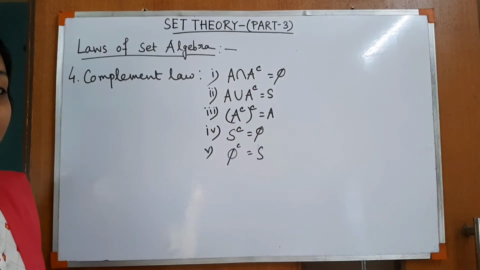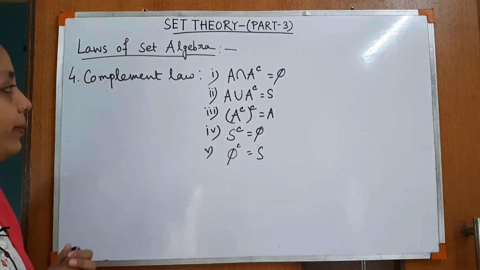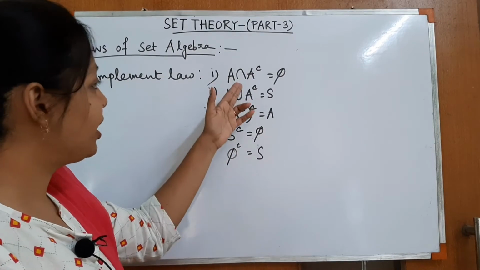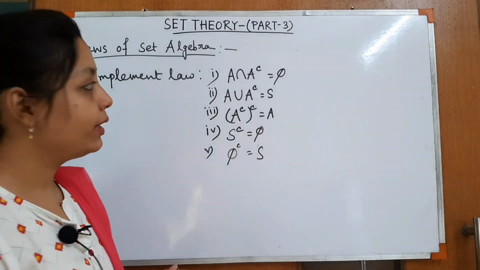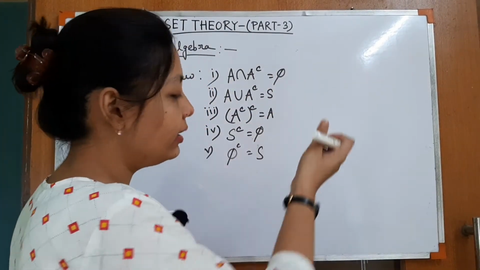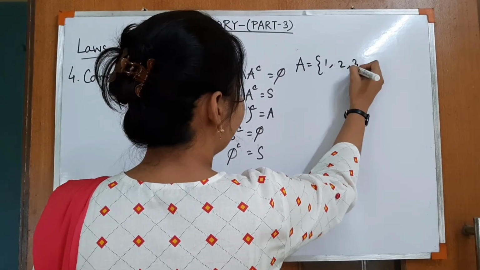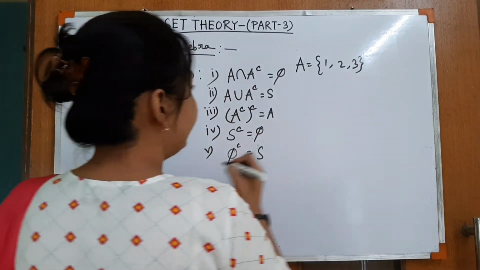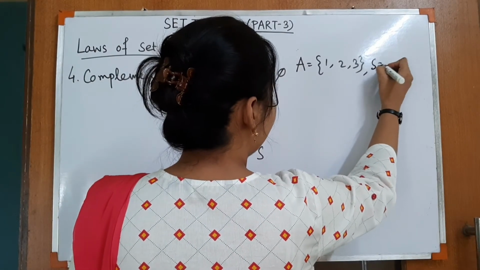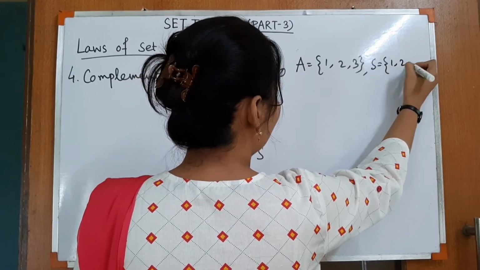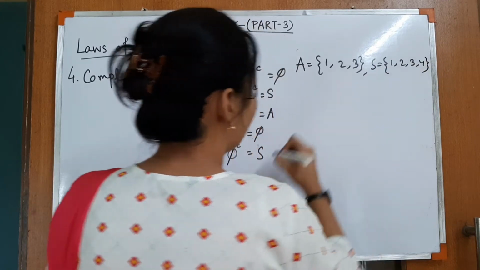Now our next law is the complement law. The complement law says that A intersection A complement is equal to phi. Let a set A equal 1, 2, 3, and a universal set S equal 1, 2, 3, 4.